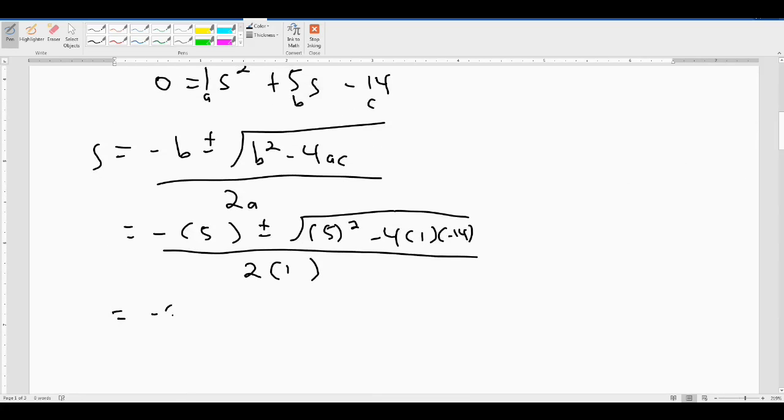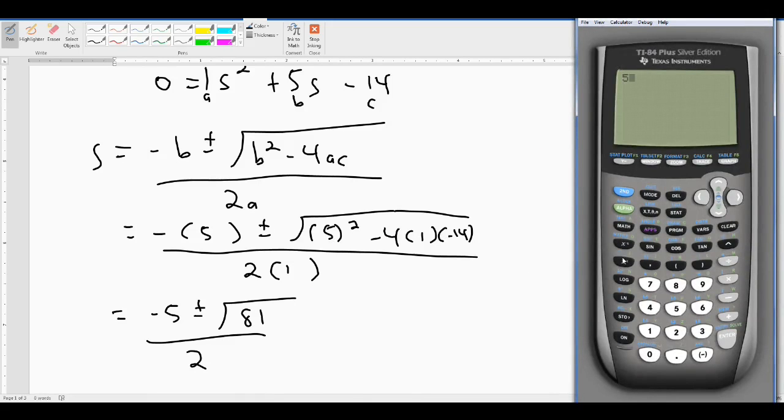So we have negative 5. I like to do the easy stuff first. 2 times 1 is 2, plus or minus the square root of 25 plus 56. That's actually 81. If you want to, type it in quickly: 5 squared minus 4 times 1 times negative 14. I made a mistake somewhere. Yeah, there's my 81 that I knew was there.